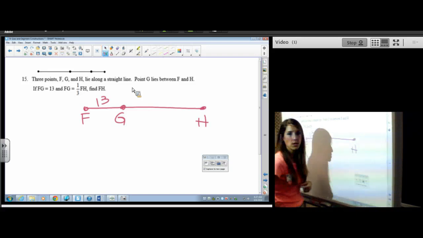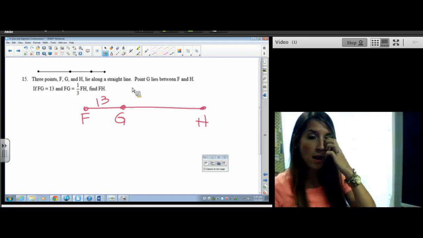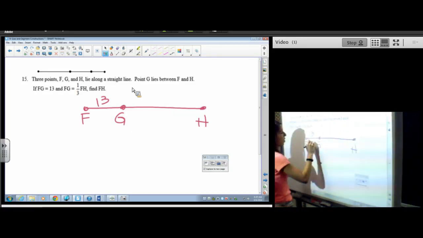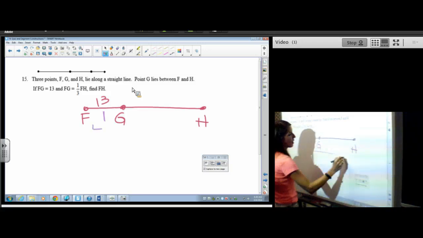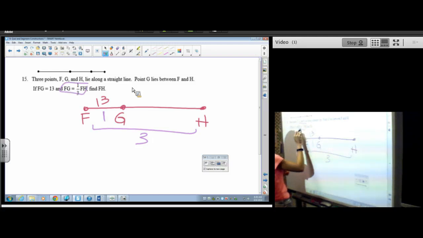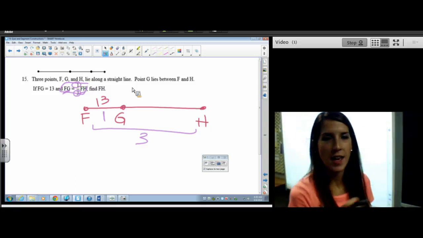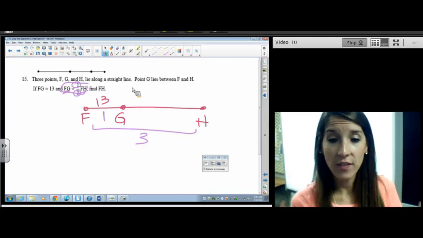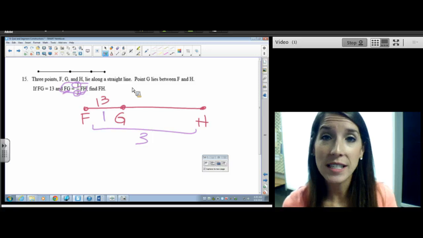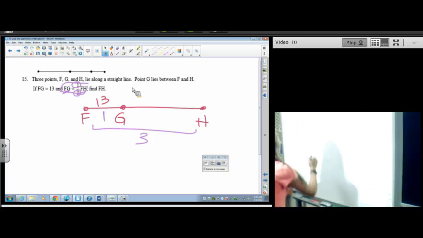So what I recommend you do here, it's 1/3 of FH, so I recommend you put a 1 and a 3 for 1/3. FG is the 1, and FH is the 3. Now, FG isn't really 1, and FH isn't really 3. So when that represents a ratio instead of the actual length, then you attach an x to it.